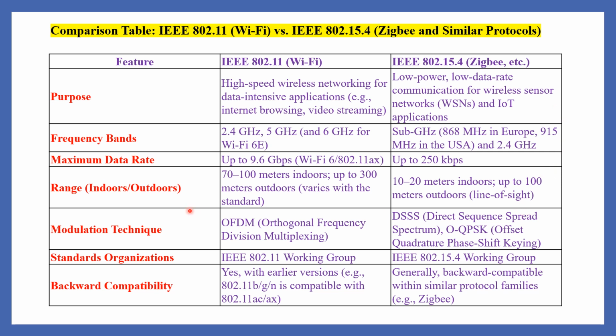Okay, so the modulation technique used for Wi-Fi is OFDM, orthogonal frequency division multiplexing, to utilize the channel bandwidth effectively, so that we can accommodate multiple nodes at the same time. Here they make use of direct sequence spread spectrum and offset quadrature phase shift keying modulation to accommodate the different channels in a bandwidth. And when it comes to compatibility with earlier versions, yes, Wi-Fi is generally backward compatible within similar protocols, and the same when it comes to WSN.